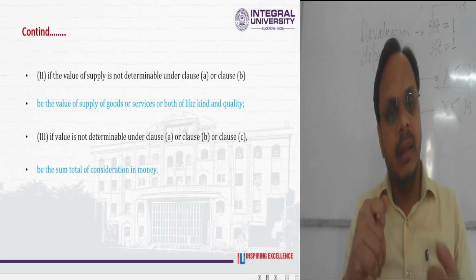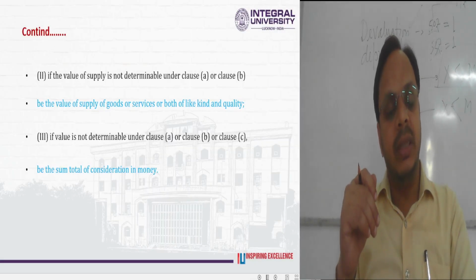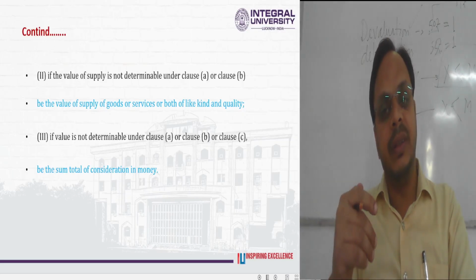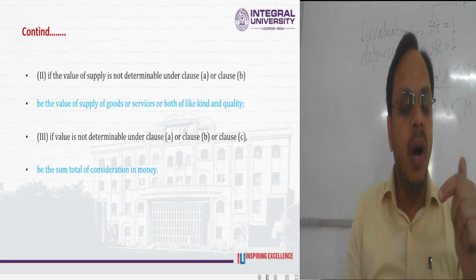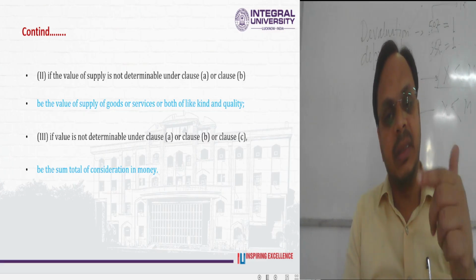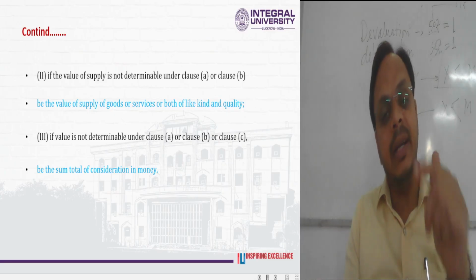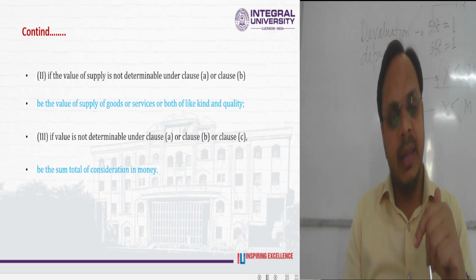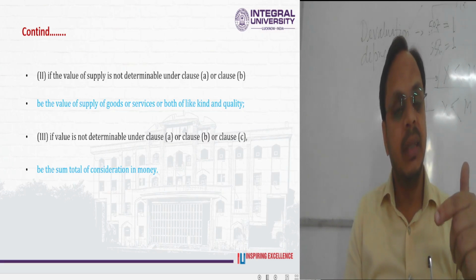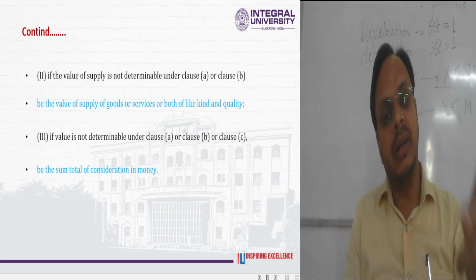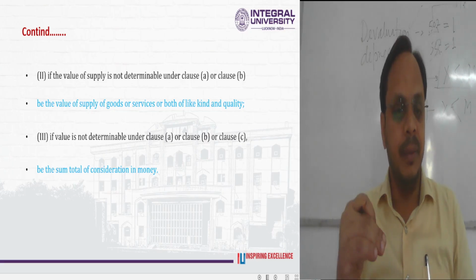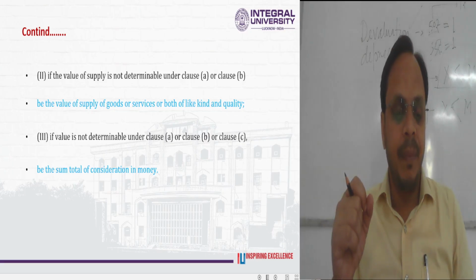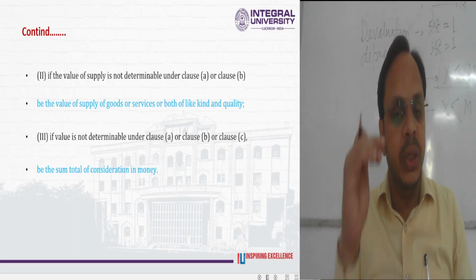Further, if the value of supply is not determinable under clause A or clause B, as we had just discussed, then the value of the supply of goods or services will be that of goods or services of like kind and quality. And if further, the third rule says, if the value is not determinable under clause A or clause B or clause C, then it shall be the sum of total consideration in money. So the value of the supply will be the total sum of consideration in money.